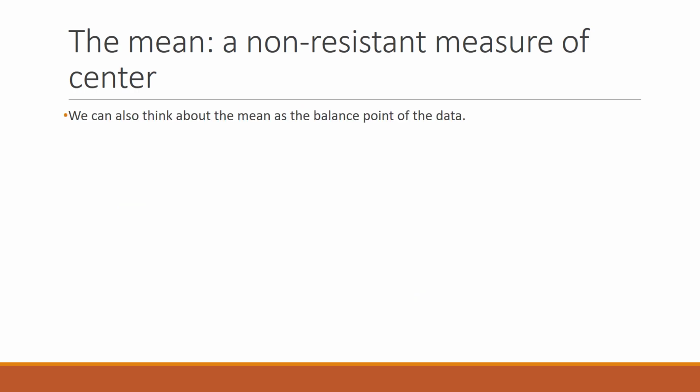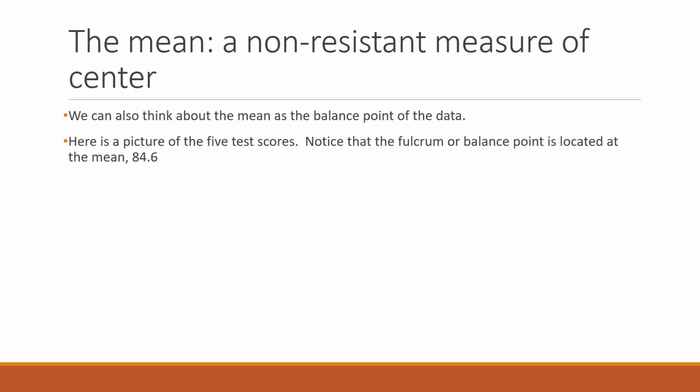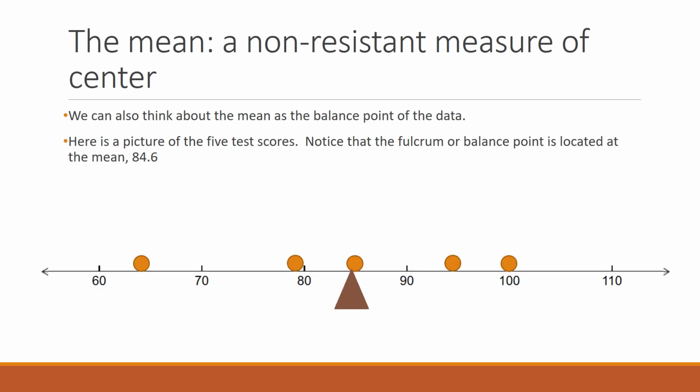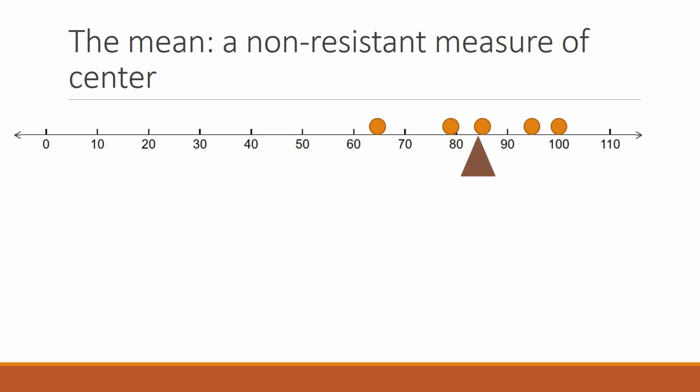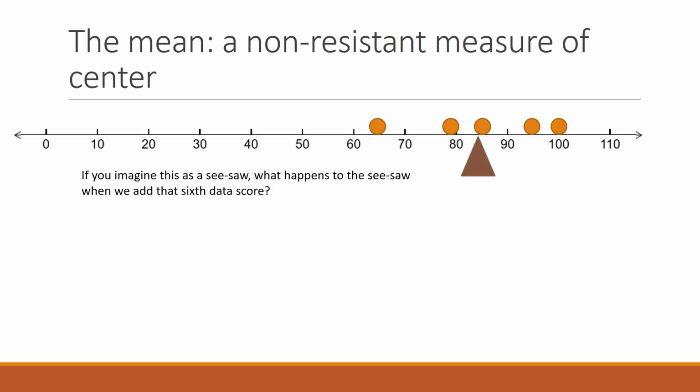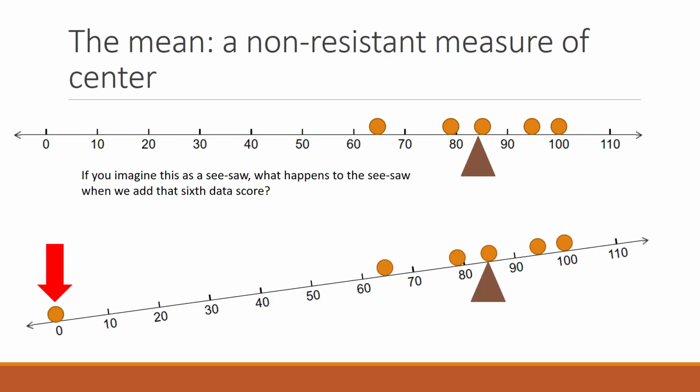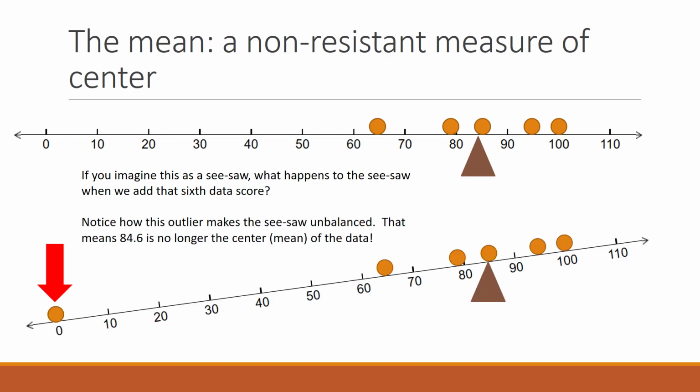We can also think about the mean as the balance point of data. Here is a picture of 5 test scores. Notice that the fulcrum or balance point is located at the mean, 84.6. If you imagine this as a seesaw, what would happen to the seesaw when we add that 6th data score? Notice how this outlier makes the seesaw unbalanced.